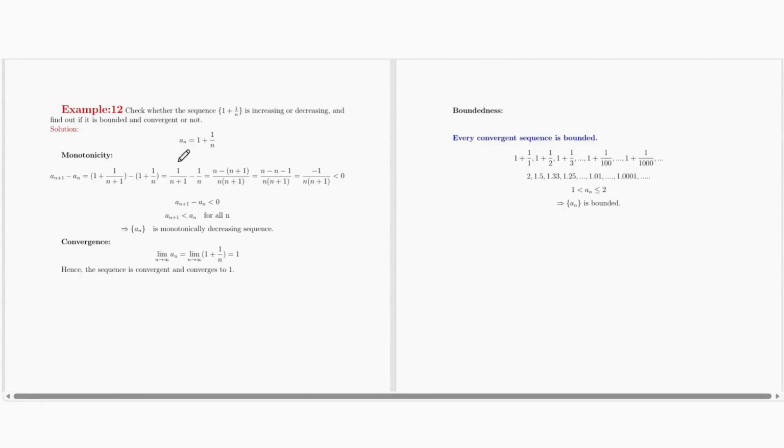Now first of all, what is a_n? a_n is given as 1 plus 1 upon n. This is the nth term of the given sequence. Now the first question: check whether the given sequence is increasing or decreasing. For this purpose we need to check the monotonicity of the sequence.